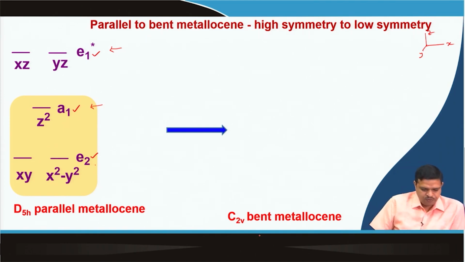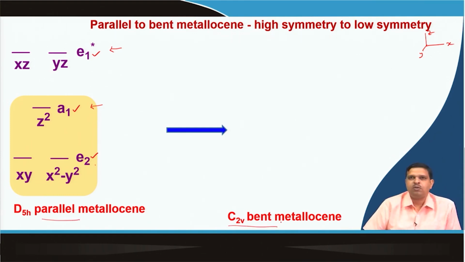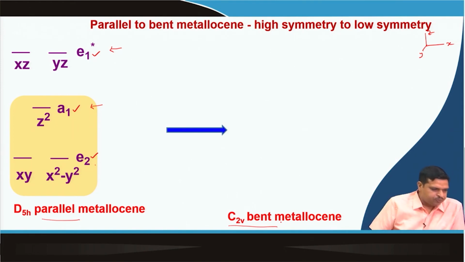Fine. Now, what will happen if the symmetry changes from the D5h parallel metallocene to the C2v bent metallocene? I will try to discuss in a very qualitative way. I am not going to use group theory here, so that everybody can understand. Also I am considering the most symmetric bent metallocene, that is the C2v. Now, what will happen here?